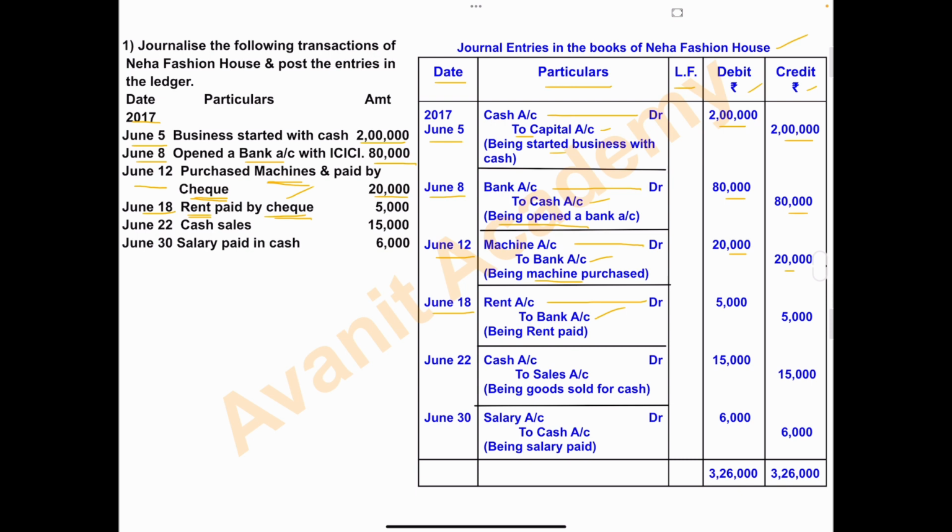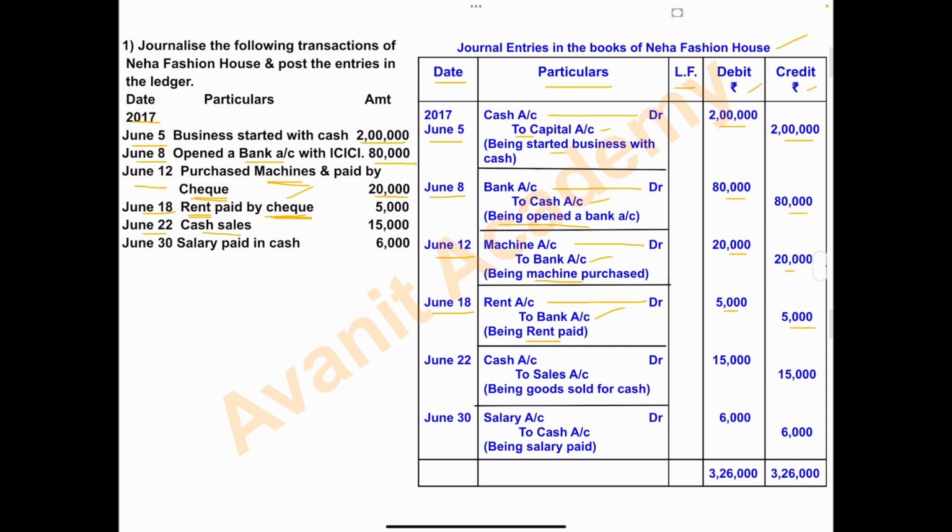Okay, why do we have to take this bank account? Because this rent is paid by check. If the rent is paid in cash, then we have to write cash account in place of bank account. Narration: being rent paid. Amount: 5,000.